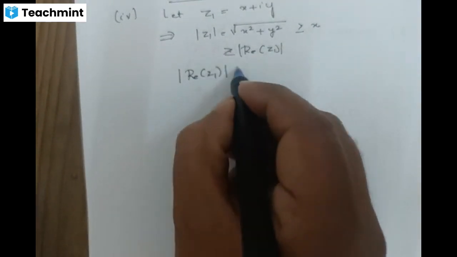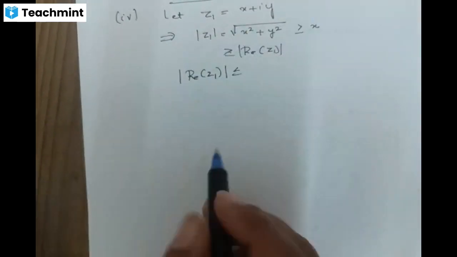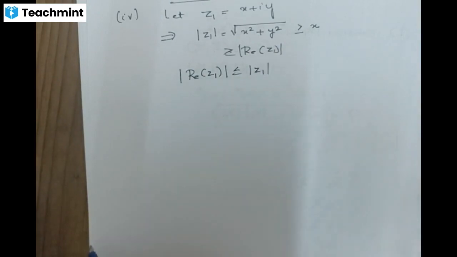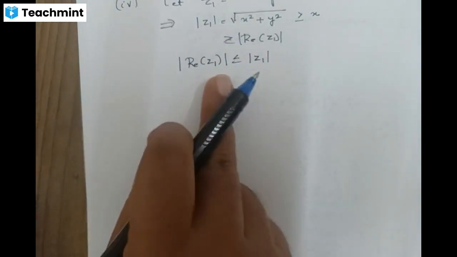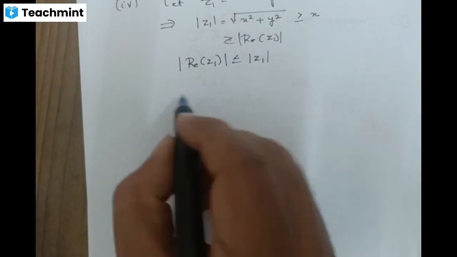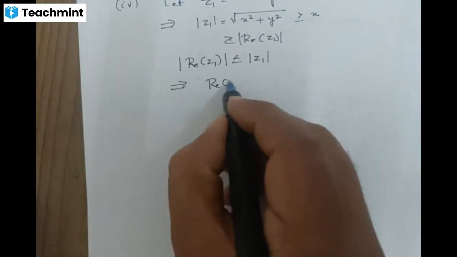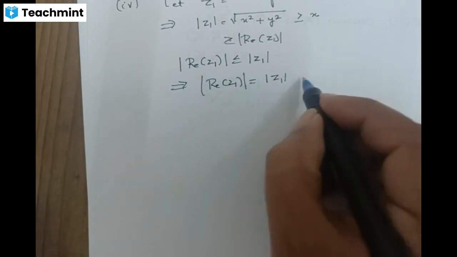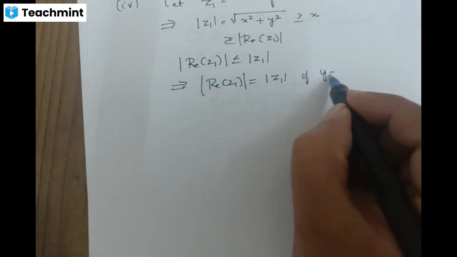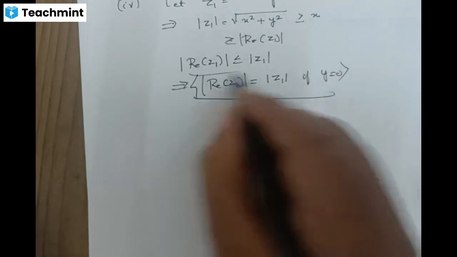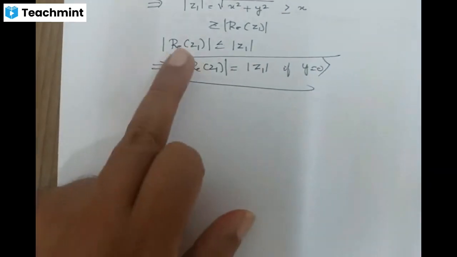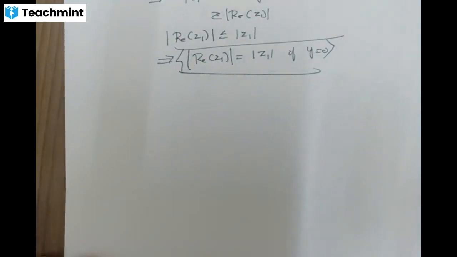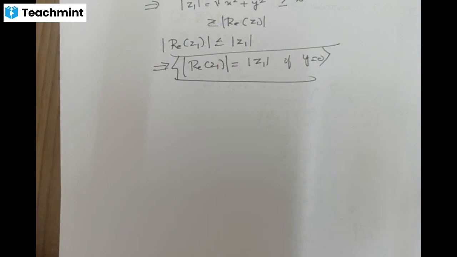So that means real part of z1 is less than or equal to modulus of z1. Okay, it is equal when real part of z1 is equal to mod z1. So this will be the condition if y is equal to 0. Otherwise it is less than. If the imaginary part is absent, then these two are equal. Okay. So using that, we can solve some of the problems.